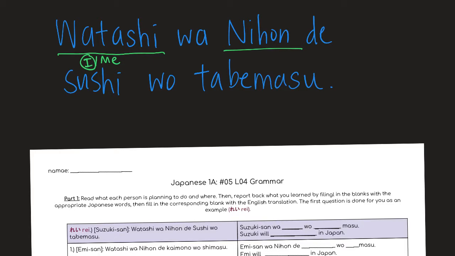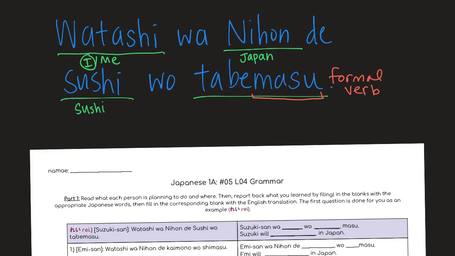Nihon. We call it Japan in English, but in Japanese, Japan is called Nihon. And then sushi, we all know what sushi is, so we don't even have to translate that. And tabemasu. Okay, so this is a verb. We know that it is a verb because it ends in masu. This is the formal form. So formal verb. And this is what we call present positive.